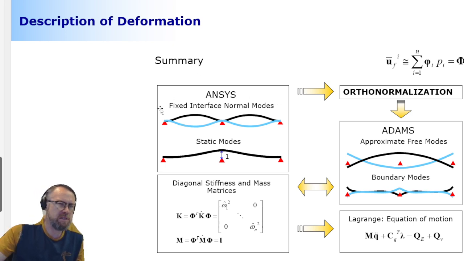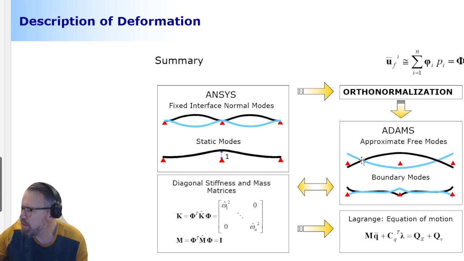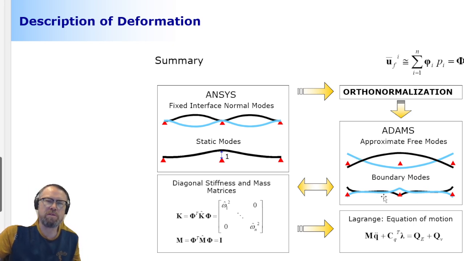This is the one that is based on the interior degrees of freedom only, and the static modes that are based on these boundary degrees of freedom. Now, boundary degrees of freedom, or more accurately, static modes, are not orthogonal. So what you can do then is force them to be orthogonal by using something called orthonormalization. And once you do that, then you can get the modes that are roughly free modes and roughly boundary modes. And then you're good to go. That's it.